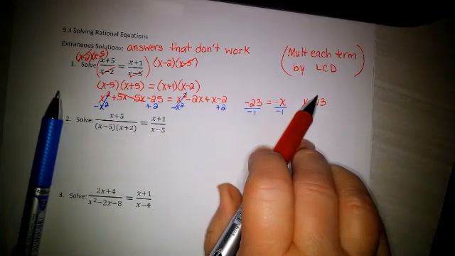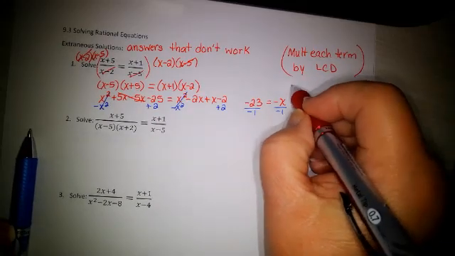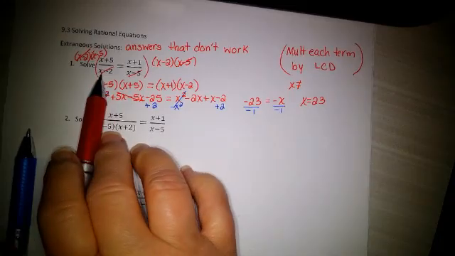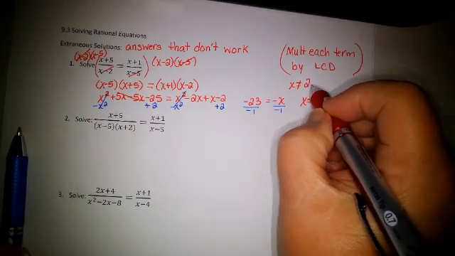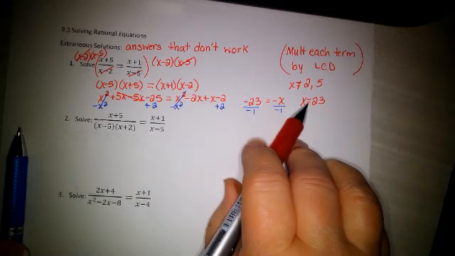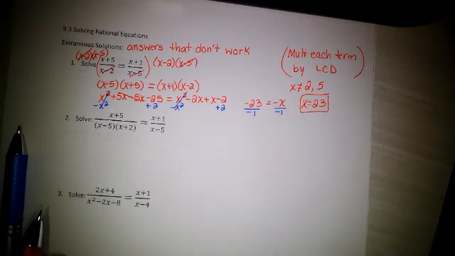Now, when we get our answer, we always check for our restrictions. What are the numbers x is not allowed to equal? We go back to those denominators. x minus 2, x can't be 2, and x can't be 5. And that's okay because our answer was neither of those numbers. So x really is 23.